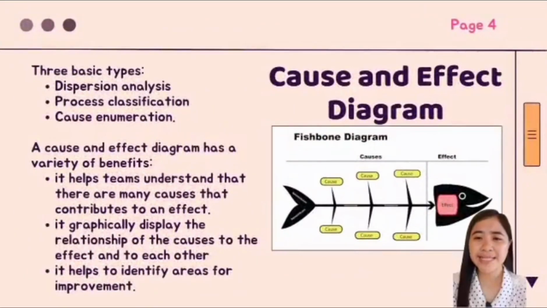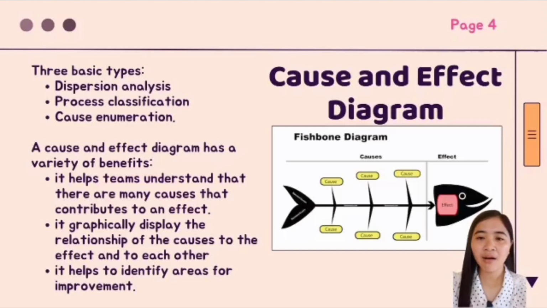There are three basic types. First, dispersion analysis. It involves identifying the potential causes for a specific quality problem. Second, the process classification. It involves establishing causes related to the process. In the manufacturing industry, both types of diagrams are used, but dispersion types are most frequently used to identify the potential causes of quality-related problems.